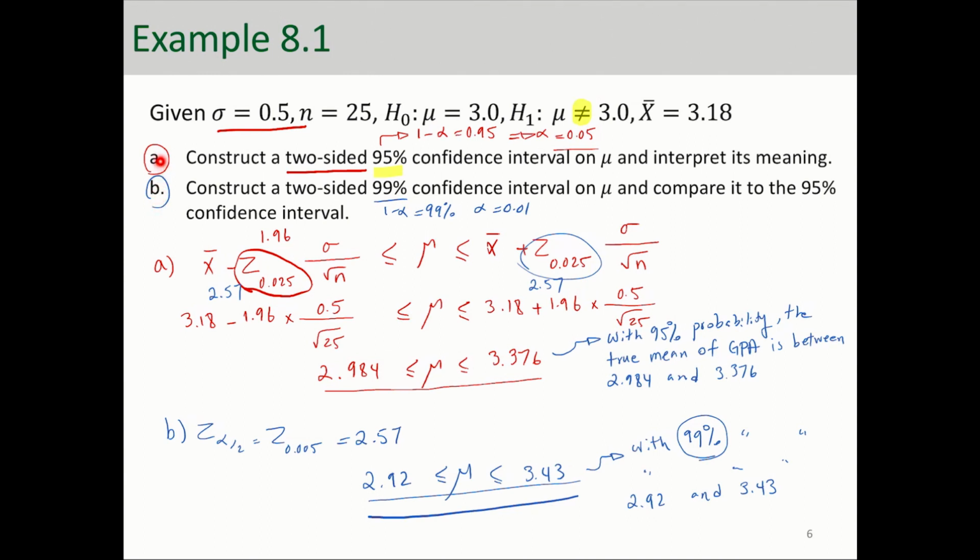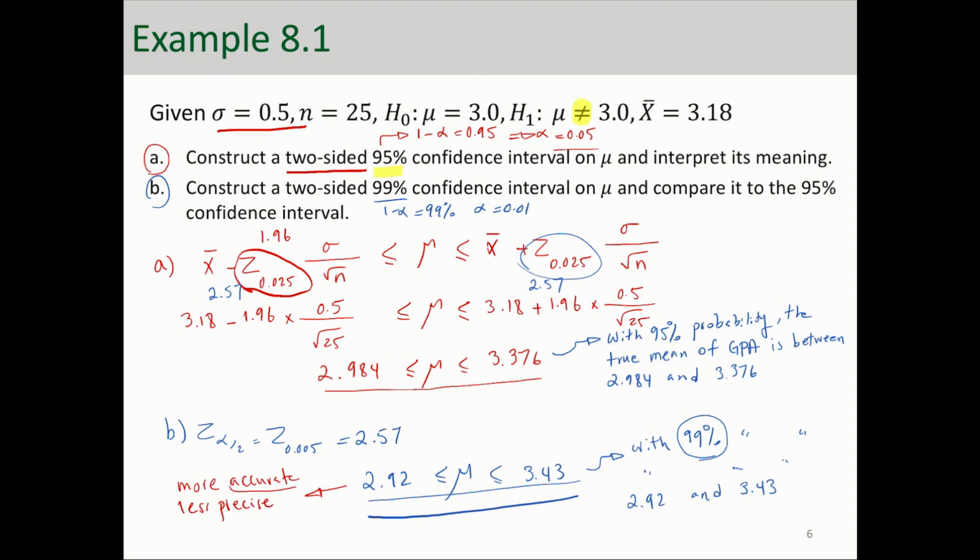But what else happened going from part A to B, from this confidence interval to this confidence interval? The 99% confidence interval is wider than 95% confidence interval. You can see that. This is smaller and this is larger. So it's a wider range. It's a wider interval. So it is less precise though, because the width of the interval is more. So the 99% confidence interval is more accurate, but less precise.